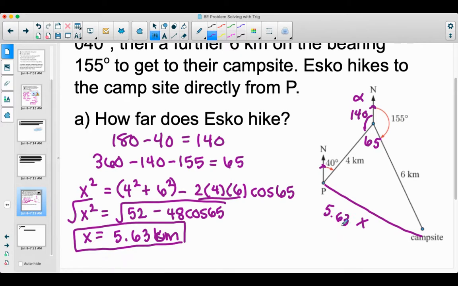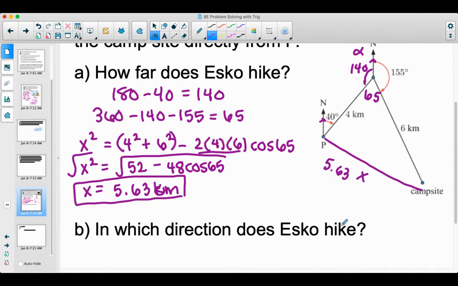Okay, so the next question says, in which direction does Esco hike? When we say in which direction, I'm looking for that angle. Esco had to turn from true north this entire angle. I know that this part's 40, but I don't know what this part is, so I'm going to label that as alpha, or theta, and we need to find that angle.